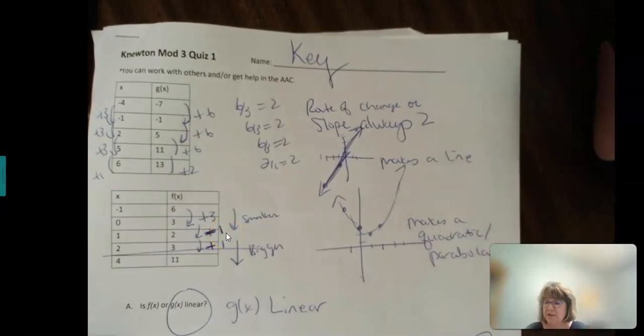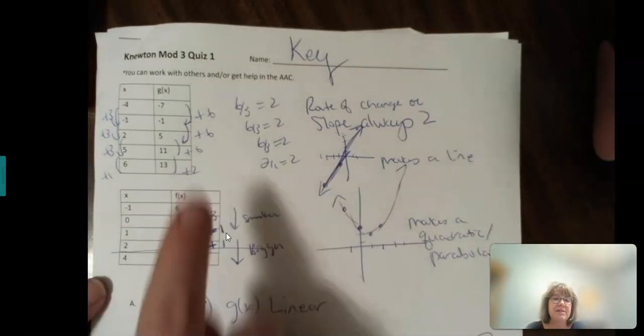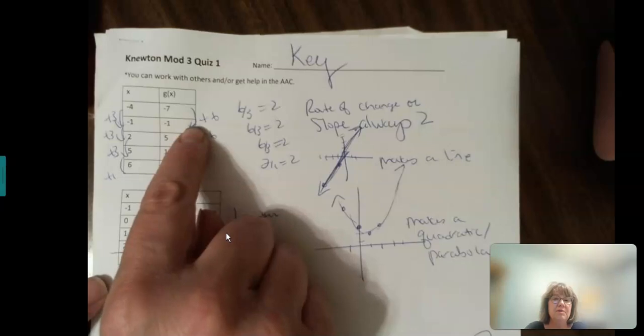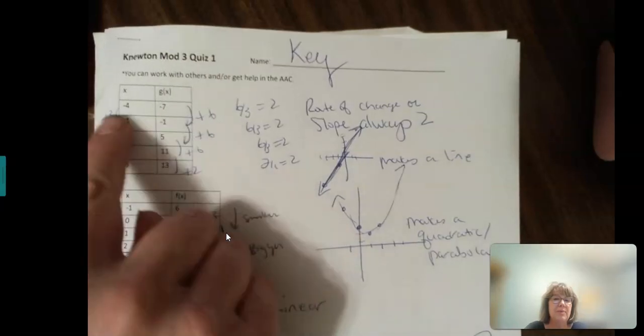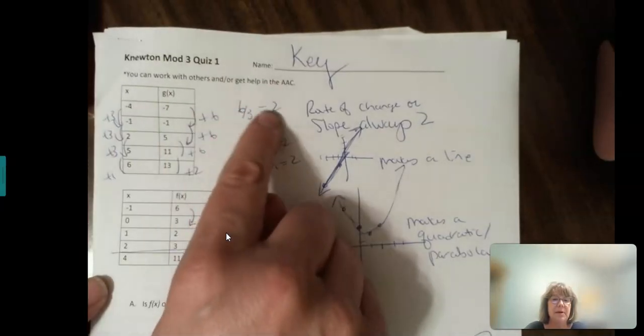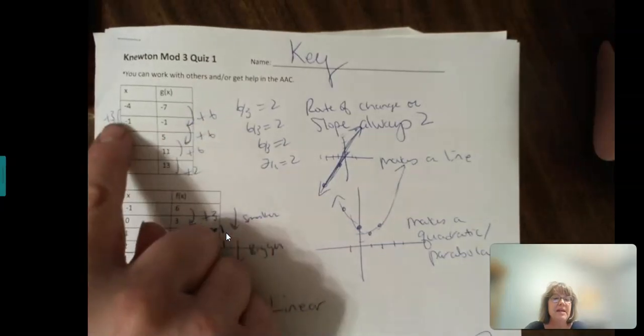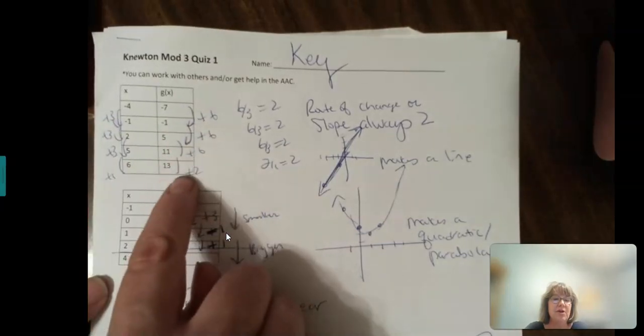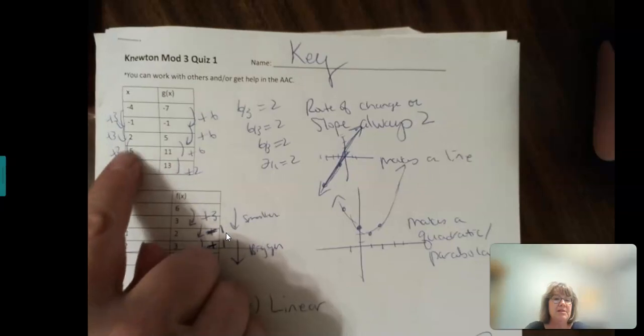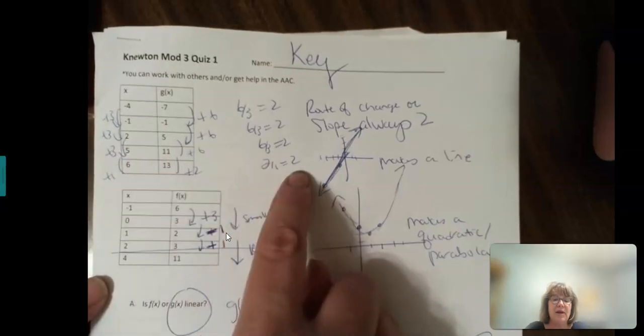All right, this is the first quiz. How do you tell if something's linear? Well, you do rate of change, right? This went up by 6, up by 3. That's 6 divided by 3, that's 2. And you see if that's consistent, right? So here, I'm only going up 2, but this is only going up 1. So 2 divided by 1.